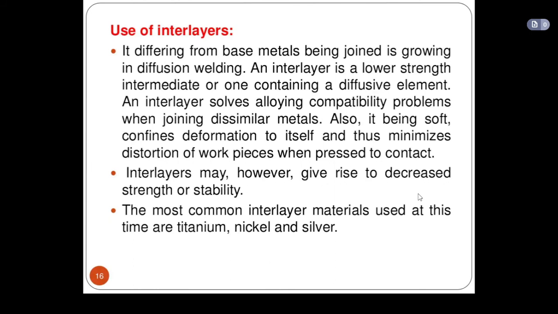Means if we want to join a copper alloy and an aluminum alloy together, then the intermediate or interlayer or filler material we are using should have properties between the aluminum alloy and the copper alloy. So these are the properties of the interlayer that we have to consider during the welding process.